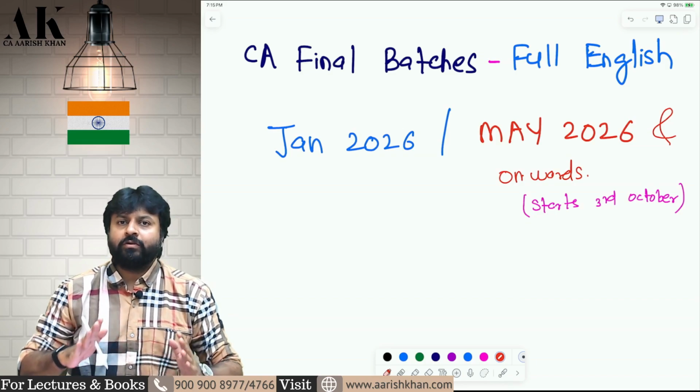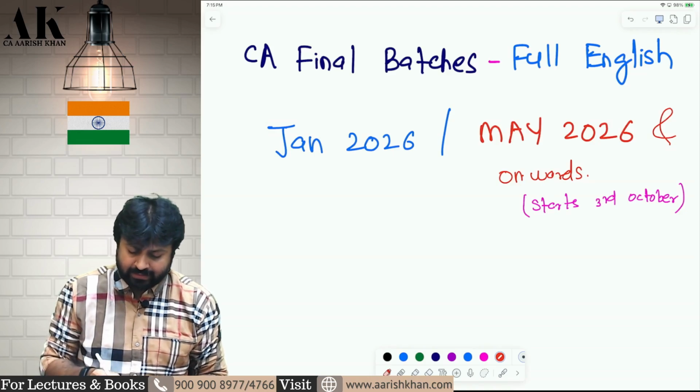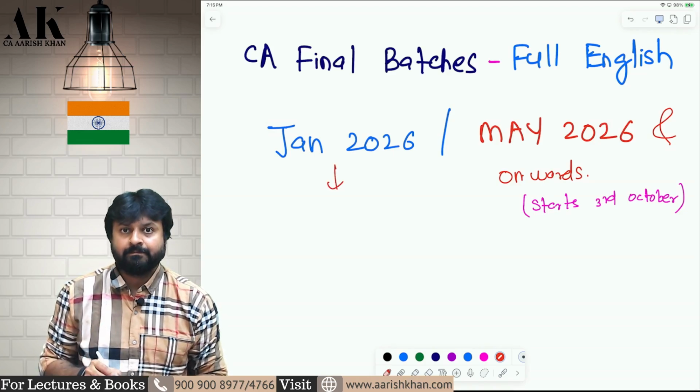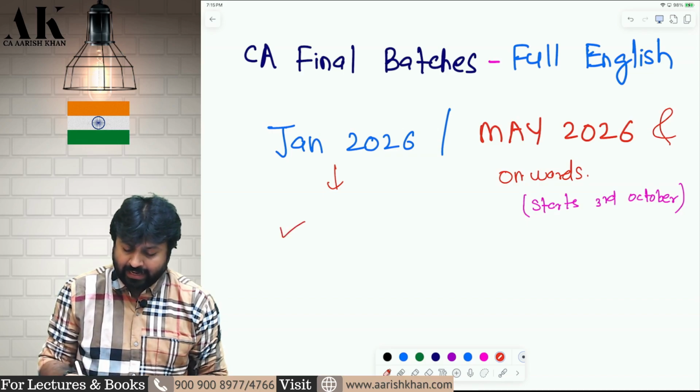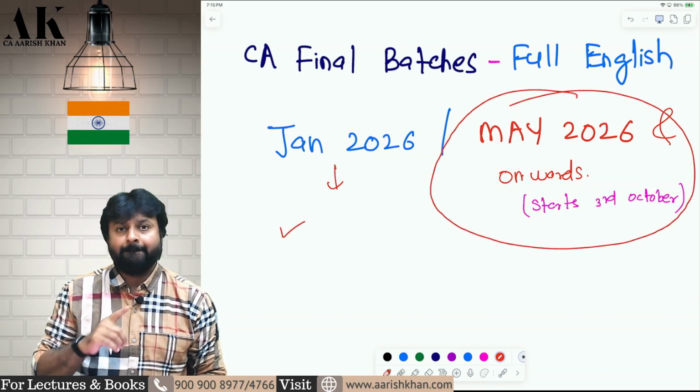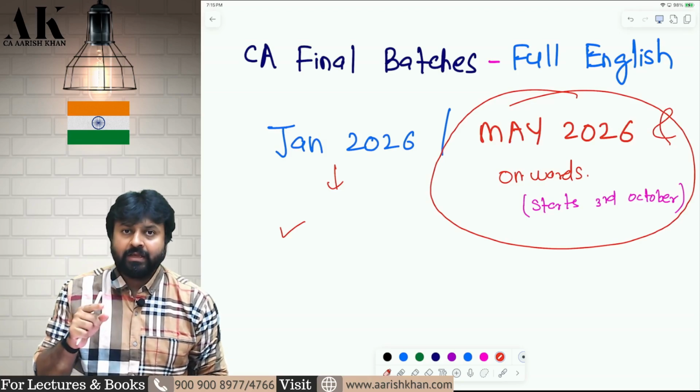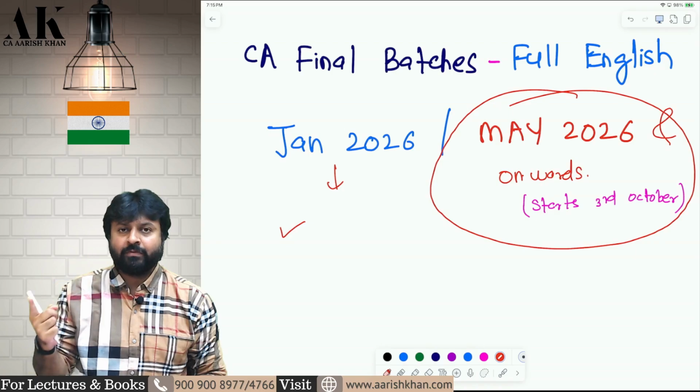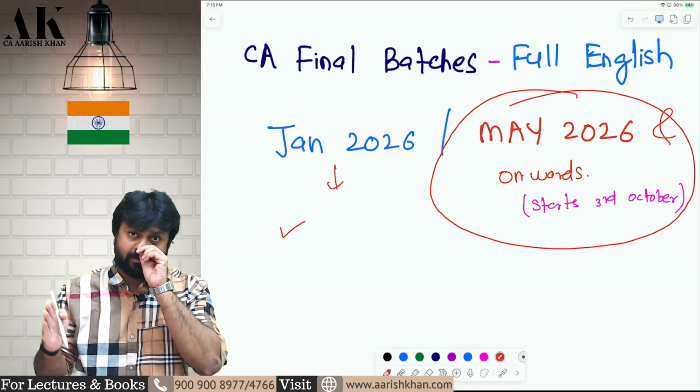So first of all, you need to decide which attempt you are going to give. If you are giving the exams in Jan 26, then the batch is different. And if you are giving exams from May 26 and onwards, that is, if you are giving exams in May 26 or September 26 or Jan 27, then your batch will be different.